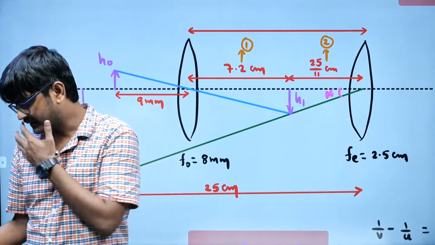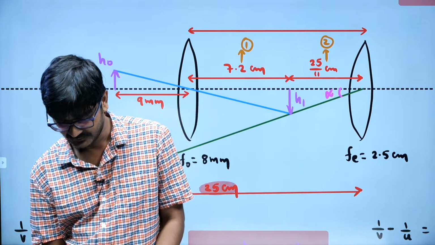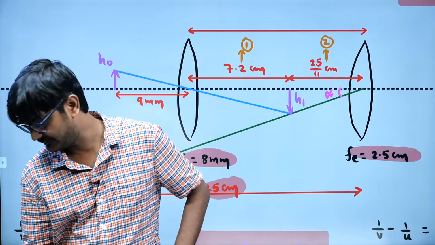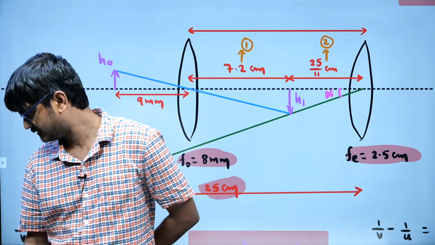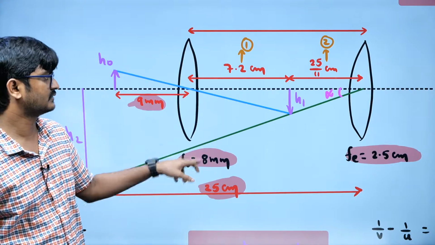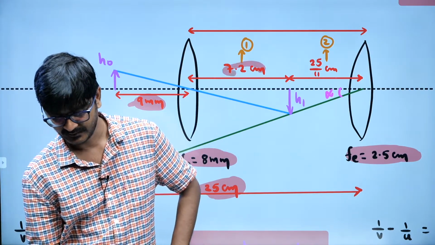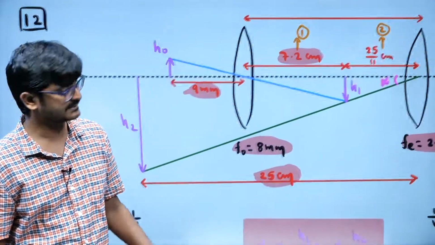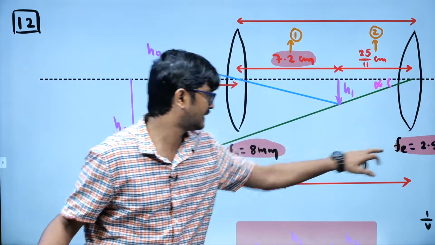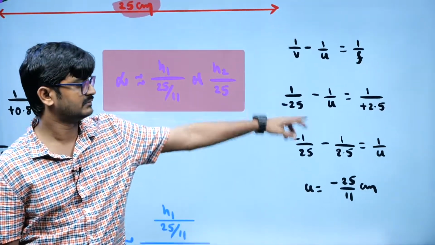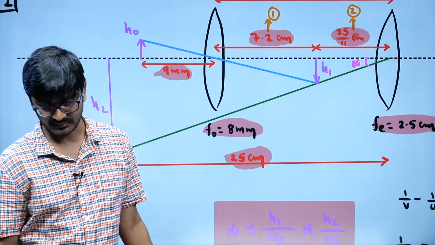Now we will draw the figure and see what all things are given. The final image has to form at 25 centimeter, the focal length of the objective is given, the focal length of the eyepiece is given, and an object is placed at a distance of 9 mm. Now I know the object distance and the focal length, so I can find the image distance using this way. Now for the second lens, I know the focal length and the image distance, so I can find the object distance, right? So now I know pretty much everything.